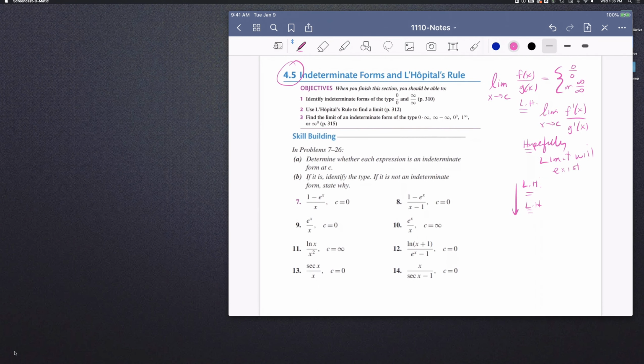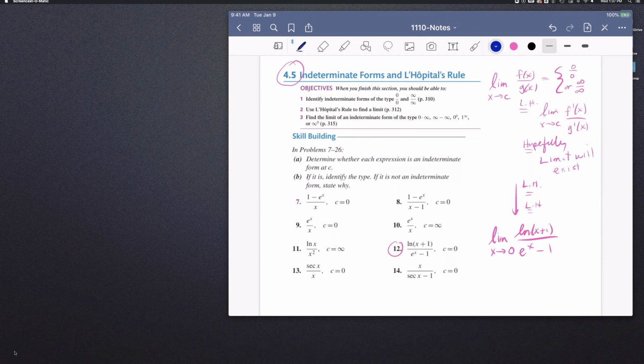So let's take a look at an example now, number 12. The directions basically say determine whether or not each expression is indeterminate, and if it is indeterminate, determine which type of indeterminate form it is. So essentially we are being asked to compute the limit as x gets closer to c equal to 0 in this case, of the logarithm of x plus 1 divided by e to the x minus 1.